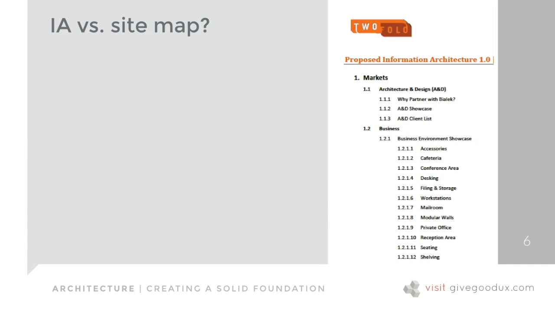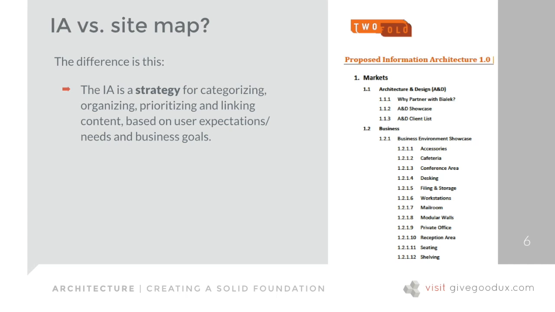Here's a question I get a lot. What is the difference between an IA and a sitemap? Here's the simplest way to understand the difference. The IA itself is essentially a strategy, okay? It's a way of categorizing, organizing, prioritizing, and linking content based on user expectation, need, business goals, okay? It's connecting information to information. The sitemap is a visual representation that illustrates that strategy, okay? So one is a concept, the other is visual proof of that concept.